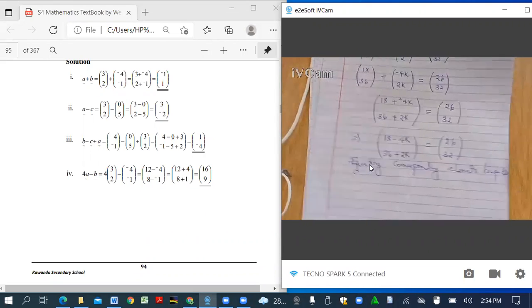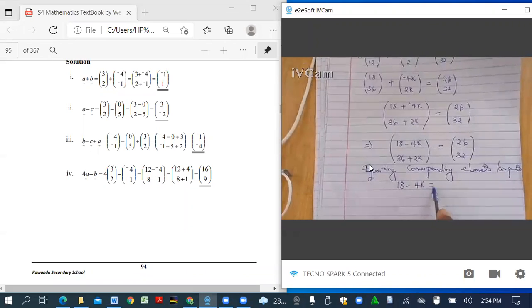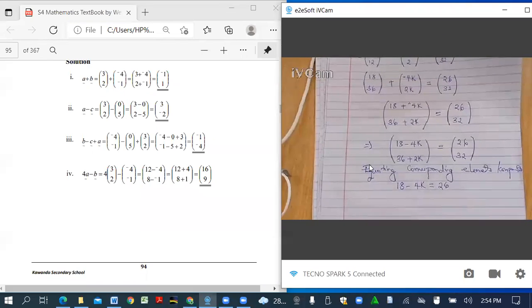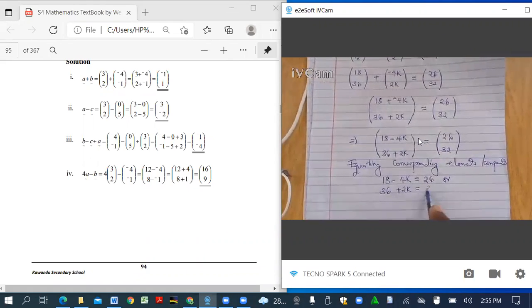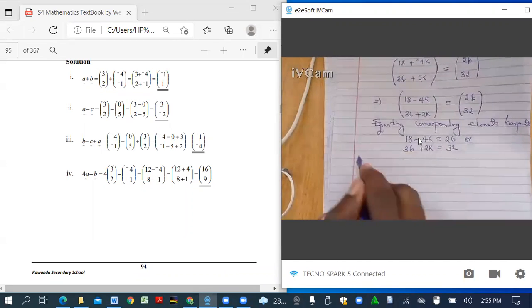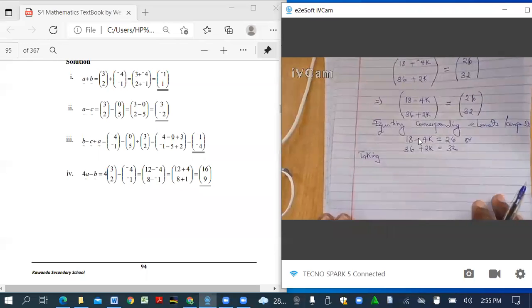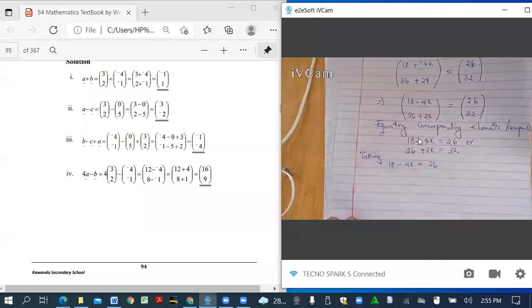Are you together? Yes. So which means 18 minus 4K must be equal to 26, or 36 plus 2K is equal to 32. So any of these two equations must give us the same value of K. Are you together? Yes. So taking 18 minus 4K equals to 26, okay?